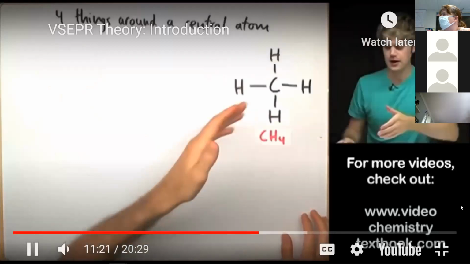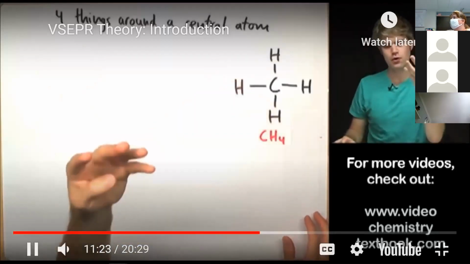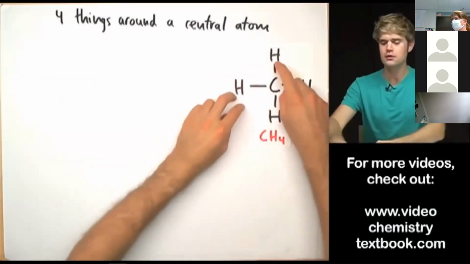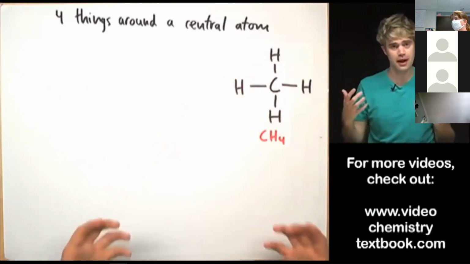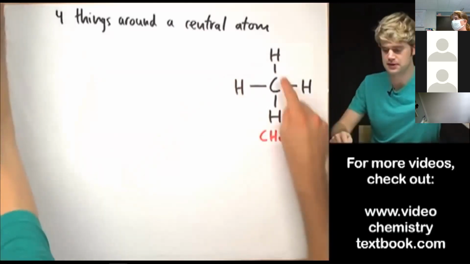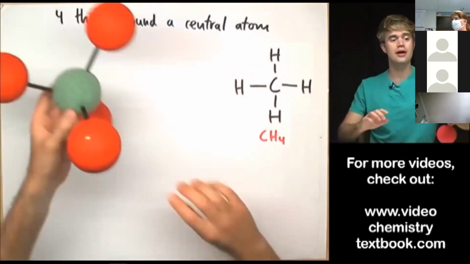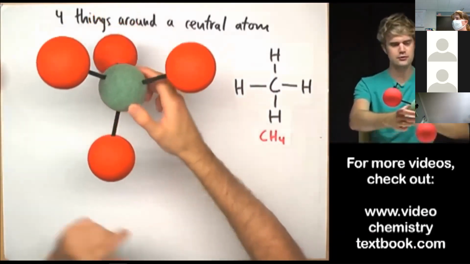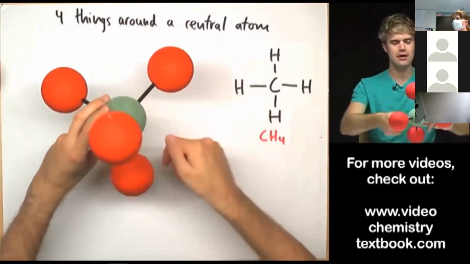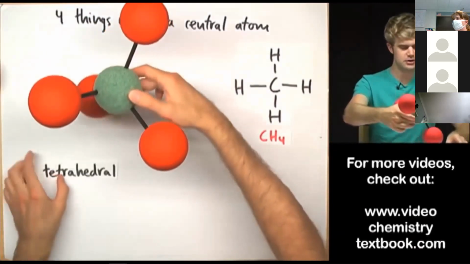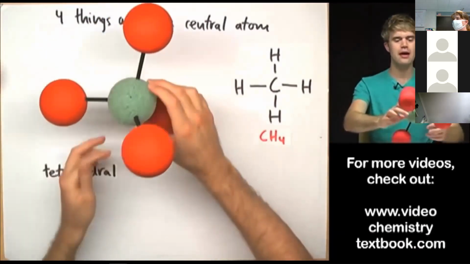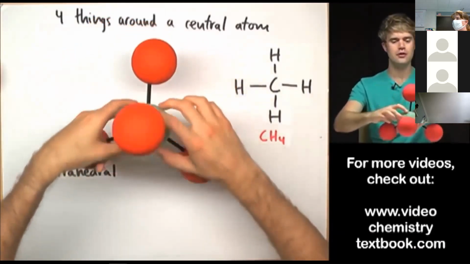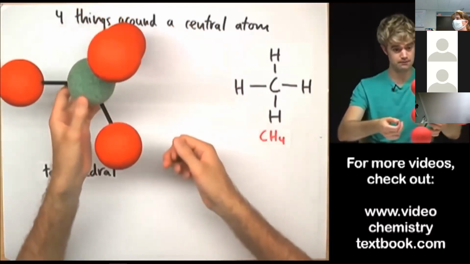CH4 here has 4 things around a central atom, and they are all bonds to other atoms. So each of these bonds contain a pair of shared electrons, and that means that the bonds all want to push against each other and be as far from each other as possible. This molecule, CH4, is going to have this shape in 3 dimensions. This is called a tetrahedral shape, and it's how you arrange 4 bonds as far away from each other in 3D as possible.